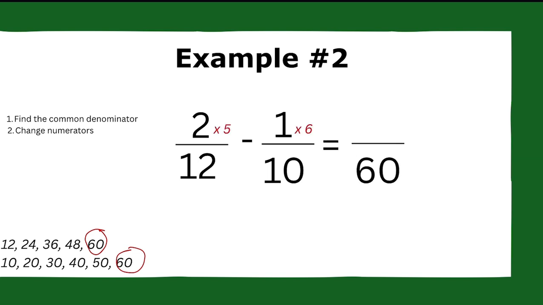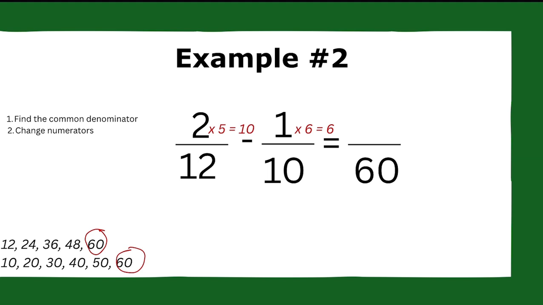Now looking at my fraction on the right, I have 1 over 10. And I know that to get to 60 from 10, I have to multiply 10 times 6. And now I'm going to do that to the top of that fraction. So I'm going to do 1 times 6. So when I do it like this, on the left side I get 10, and on the right side I get 6 because I'm multiplying these. What I did to the bottom of that fraction is what I'm going to do to the top of that fraction.